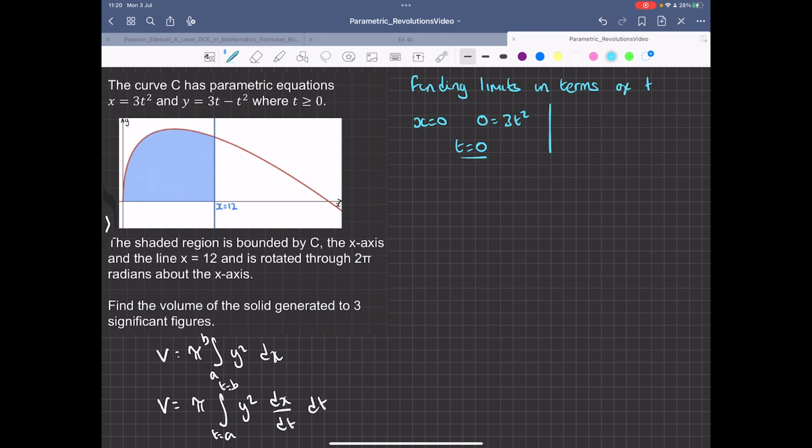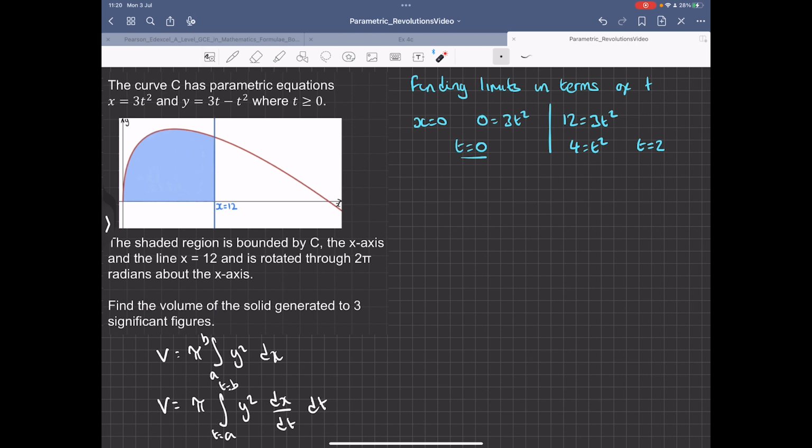And if we look at the next x value, when x equals 12, well, 12 is now equal to 3t squared. We'll divide both sides by 3. So 4 is equal to t squared. Then we'll take the square root, so t must equal 2. It can't be negative 2 because we're told that t must be greater than or equal to 0. So these are our limits. We've got t equals 0 and t equals 2.